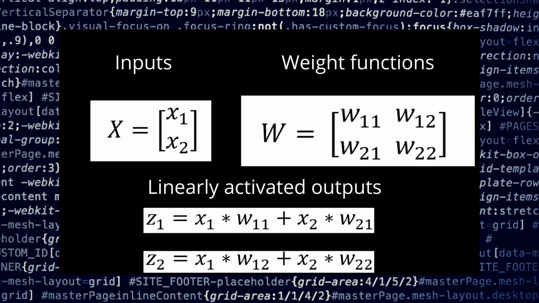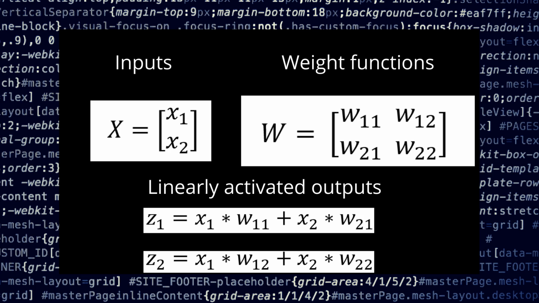Basically, at Z1, we have a value of x1 multiplied by w11 plus x2 multiplied by w21. This is assuming a linear activation function. We'll get onto that in a second. While Z2 has x1 multiplied by w12 plus x2 multiplied by w22. As you can see, the weights define how much influence the inputs have on the output.